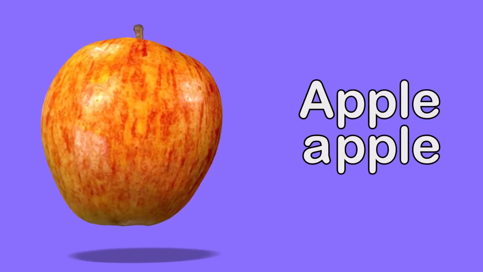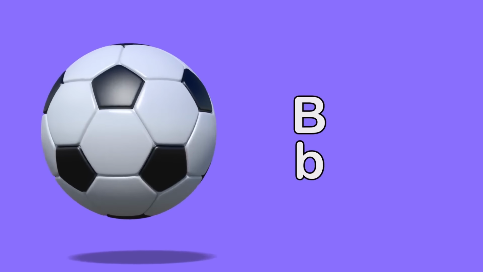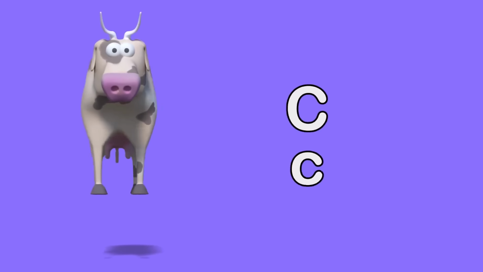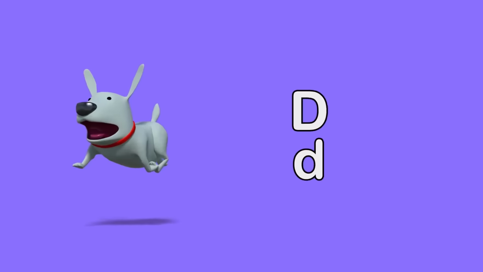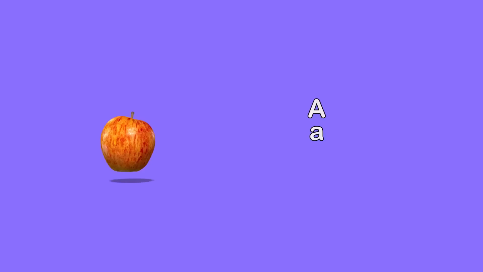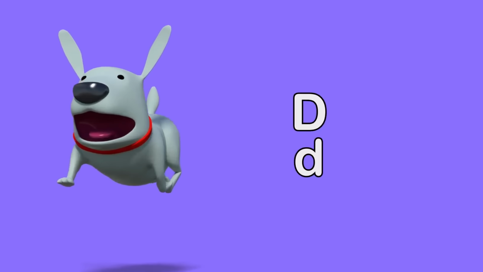Tiny School. A is for apple, apple. B is for ball, ball. C is for cow, cow. D is for dog, dog. A is for apple, B is for ball. C is for cow, D is for dog.